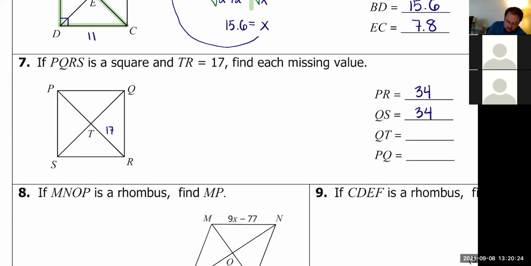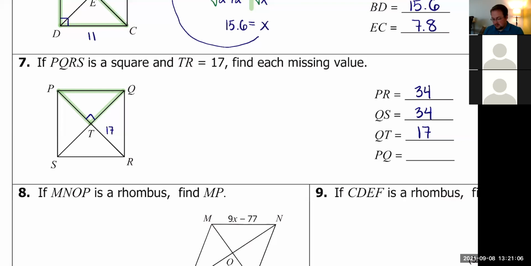QT would be 17, because the diagonals are still being bisected. And PQ, we'll have to do some work on this one, because PQ is up here at the top. We don't actually know any of the outer sides of this square. We did a lot of the diagonals inside, but we've got a little bit of work to do. And so I'm going to highlight this little triangle sitting at the top of this square. And luckily, since this is a rhombus, the diagonals are perpendicular.